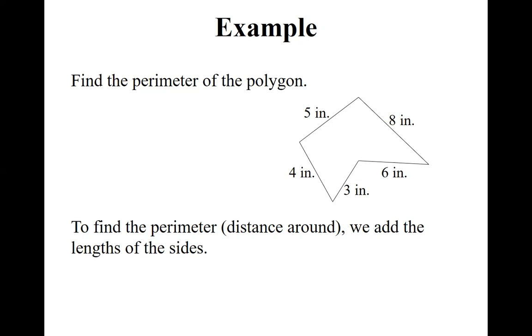You didn't have to do 5 plus 4 plus 3 plus 6 plus 8. Maybe you went the other direction. 8 plus 6 plus 3 plus 4 plus 5. That's fine, as long as you stop before getting that 8 again. Or maybe you picked a different point. Maybe you picked the point on the left instead of the point at the top, and then you went 4 plus 3 plus 6 plus 8 plus 5. That's fine.